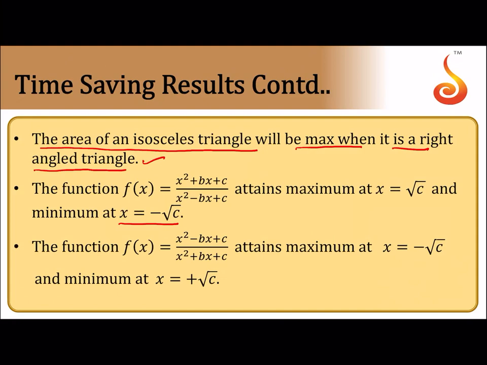Next one, area of an isosceles triangle will be maximum when it is a right angle triangle. The function x square plus bx plus c attains maxima and minima, same synopsis we studied. Here, in reverse, x square minus bx plus c by x square plus bx plus c attains maxima at x equal to root c and minima at x equal to minus root c. Same thing, if it is reciprocal, the maximum will be at x equal to minus root c and the minima will be at the other. Almost all synopses are covered. If one or two synopses are left, we will cover them when we do problems.